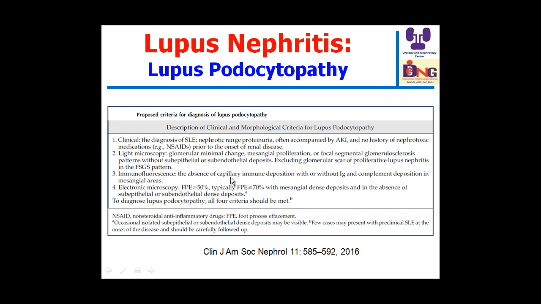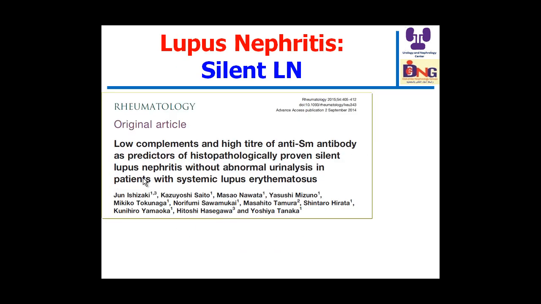Immunofluorescence: the absence of capillary immune deposition, with or without immunoglobulin and complement deposition in the mesangial area. Electron microscopy: effacement of foot processes in more than 50%, typically 70%, with mesangial dense deposits, and in the absence of subepithelial or subendothelial dense deposits. To diagnose lupus podocytopathy, this is the most important statement: we should find these 4 criteria together. So the diagnosis is made only if all the criteria are met.